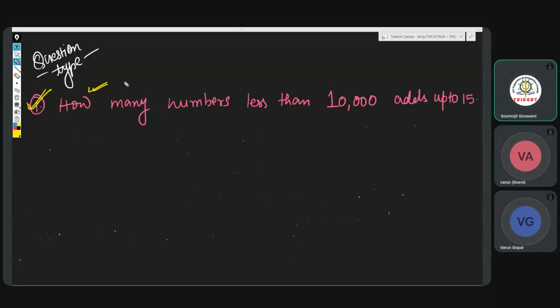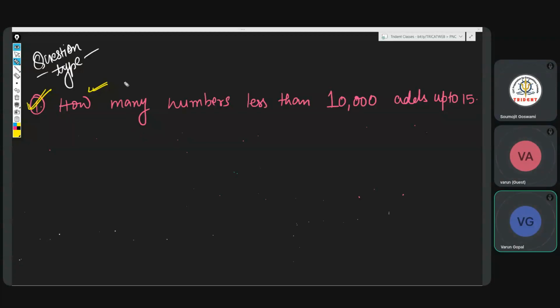Let's focus on this. I'll give you some time. First of all, tell me what are you going to do about this question? It says how many numbers less than 10,000 add up to 15. How do you solve this? Acha, first of all, tell me, how do you picture this question? Is this question any different from the 15 identical chocolates and 4 students? Think of it.